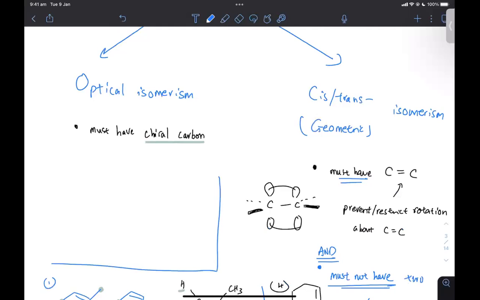So to show the chiral center, to show the optical isomerism, you must show three-dimensional. This is what they always insist. You must have like an imaginary mirror image here.